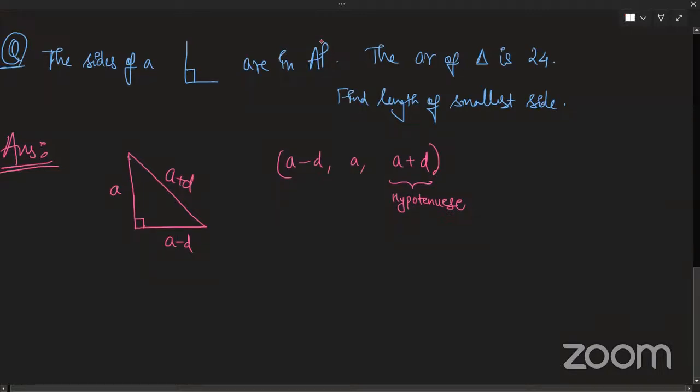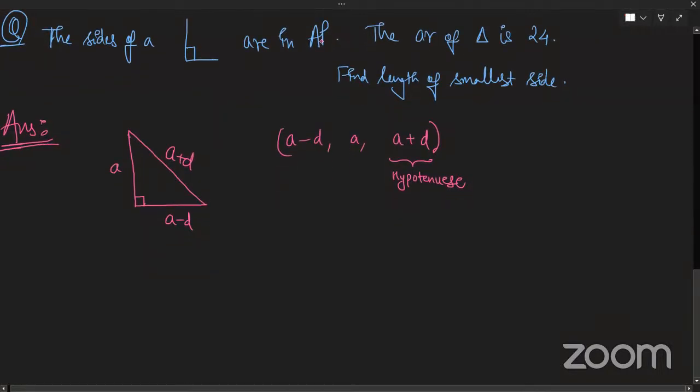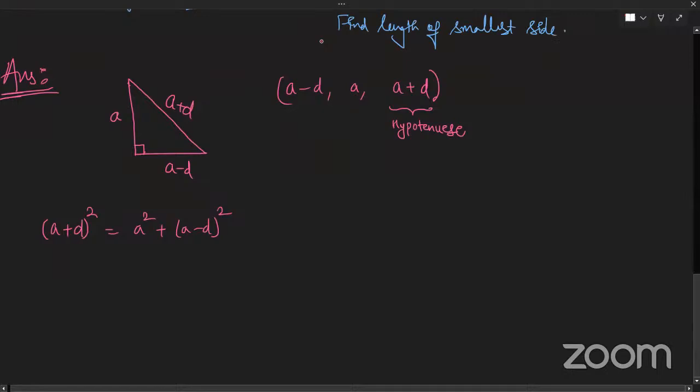Quickly tell me, I have a right angle triangle. So what condition do I have here? I have the Pythagoras theorem. Can I say a plus d whole square equals a square plus a minus d whole square? Yes, Pythagoras theorem, right? So just expand it.